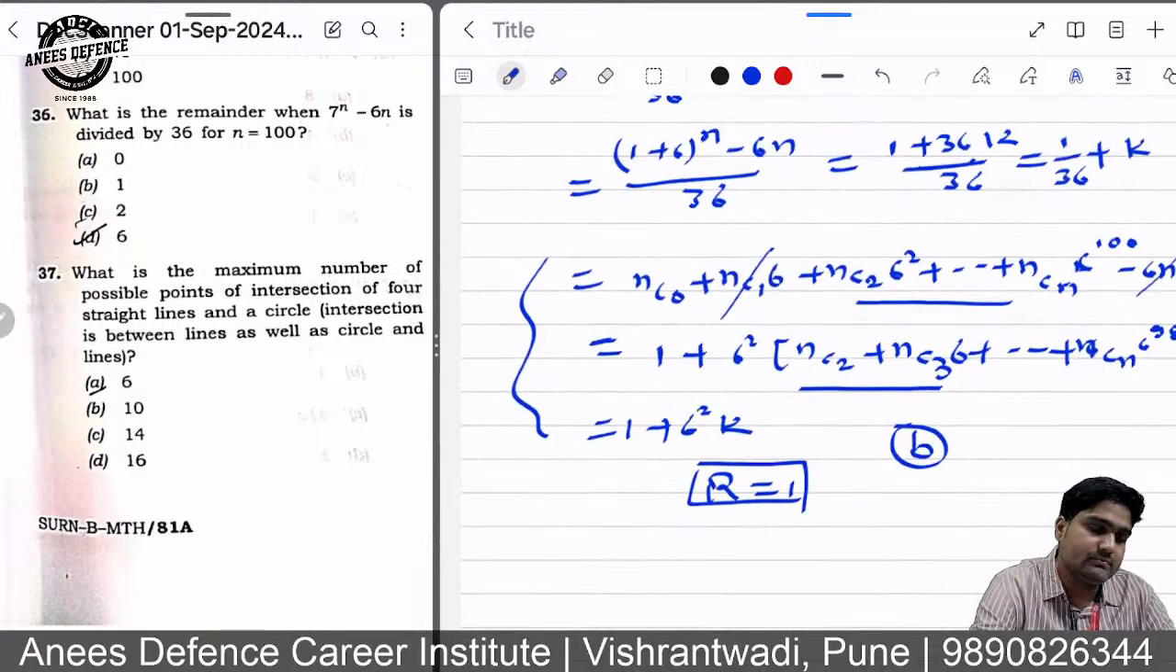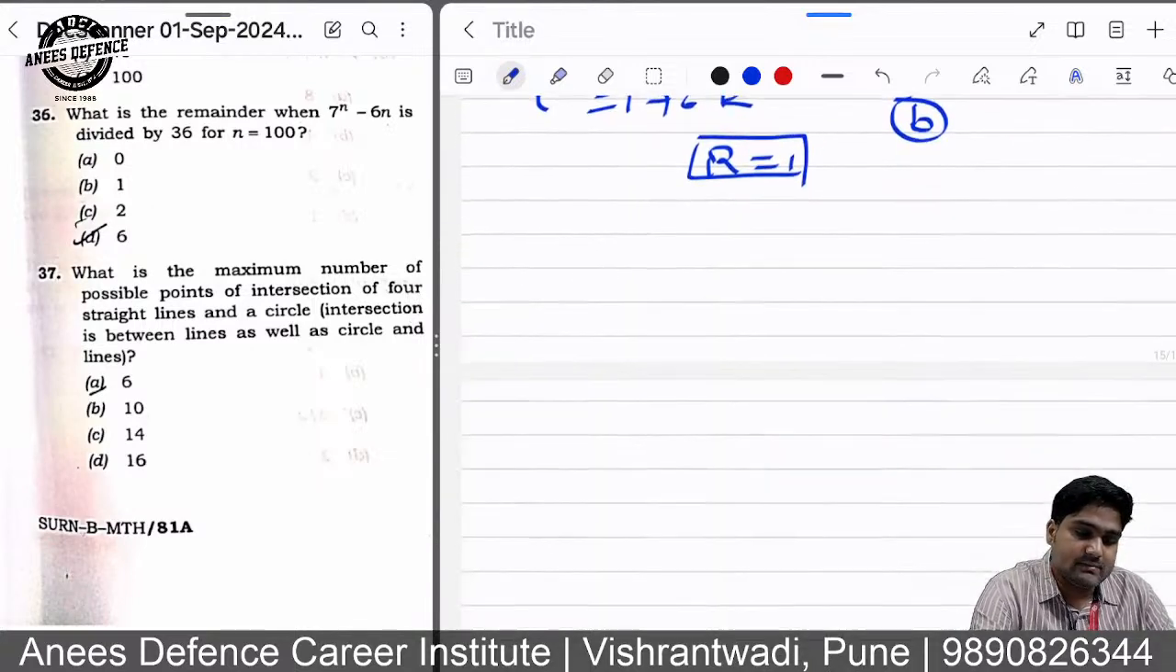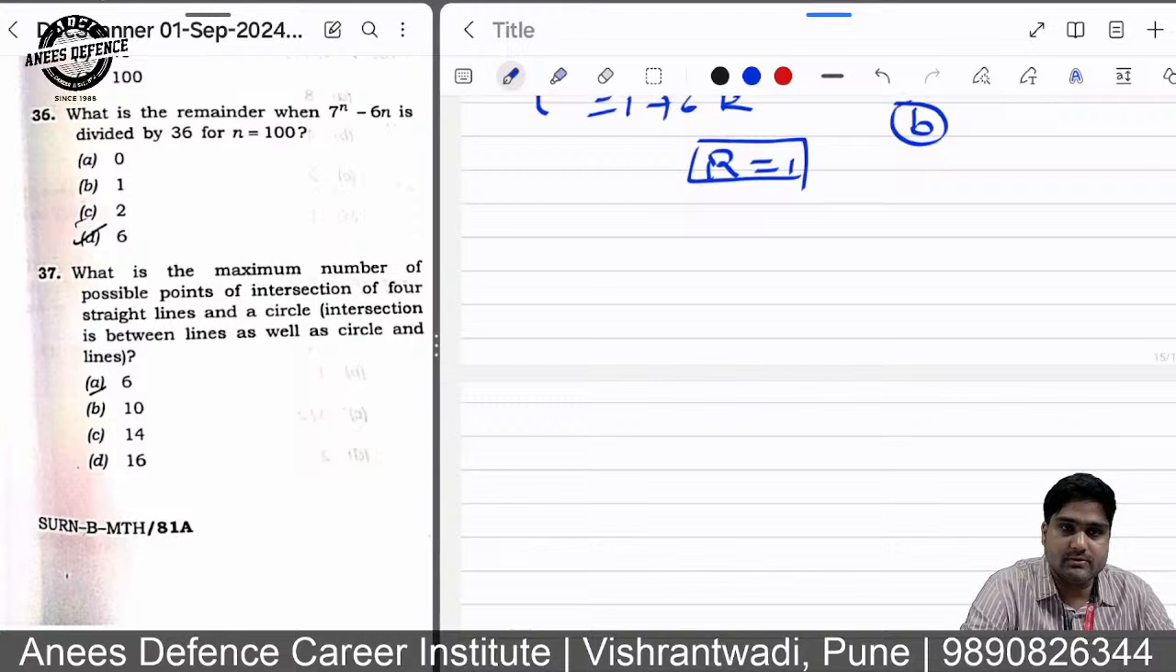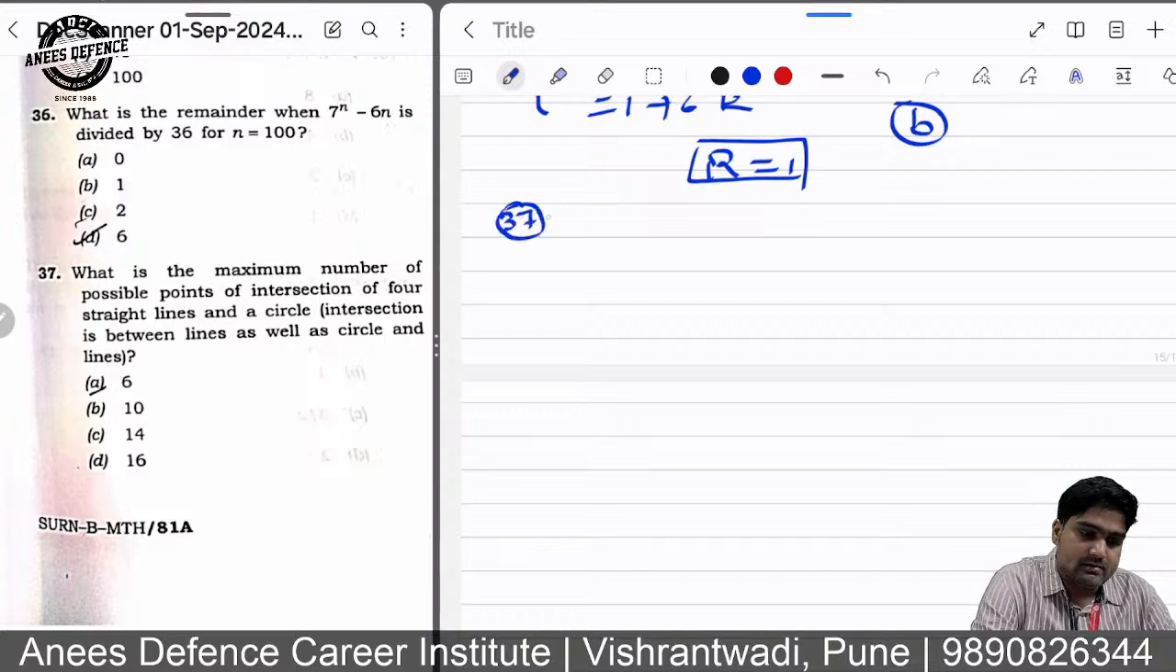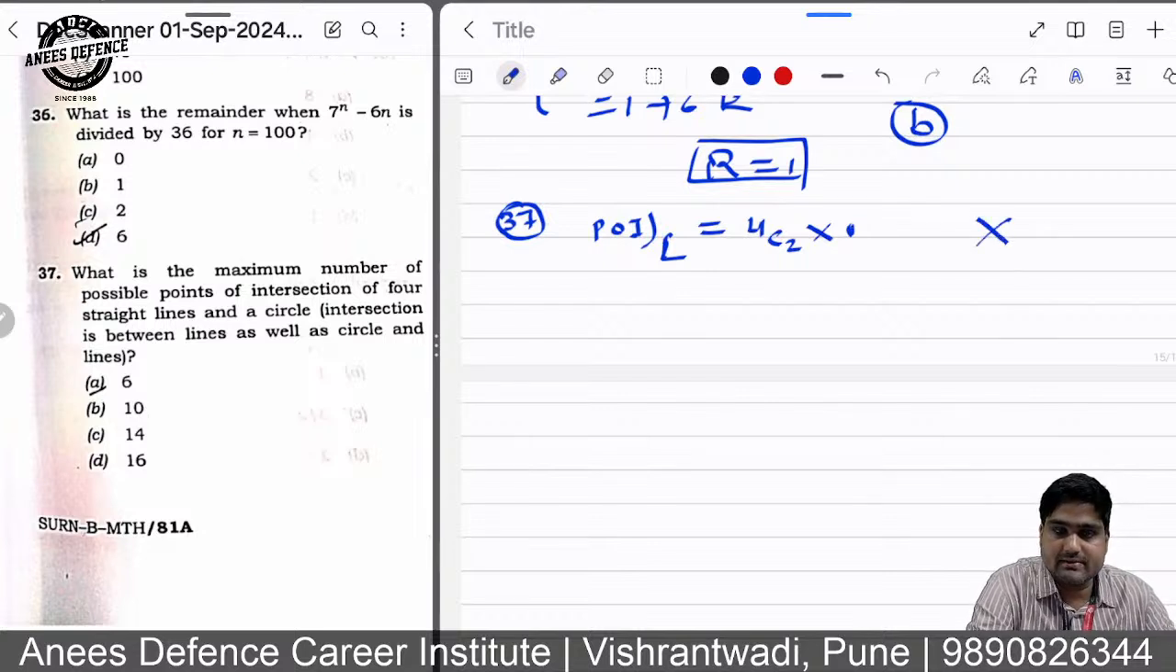In this question, we need to find the maximum number of possible points of intersection between lines and a circle. If I find the points of intersection for 4 lines, it's 4C2 into 1, because when two lines intersect, they make one point of intersection. So 4C2 into 1 is 6.